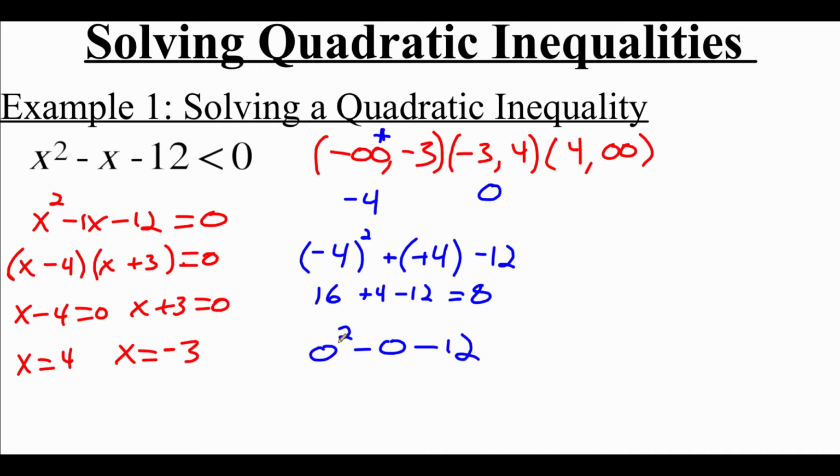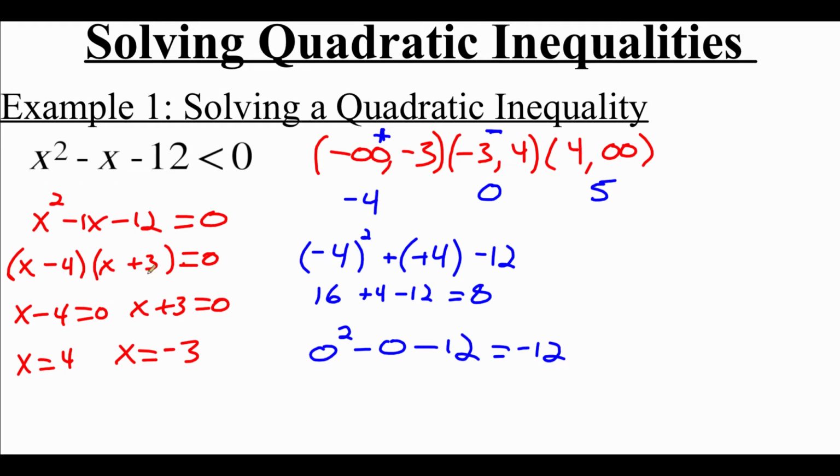Well, 0 squared is 0. Minus 0 is still 0. Minus 12 is -12. So because I got a negative answer here, that means that this interval is a negative interval. Then we need to go to our last interval and pick a test value, so something between 4 and infinity. So we could use 5.